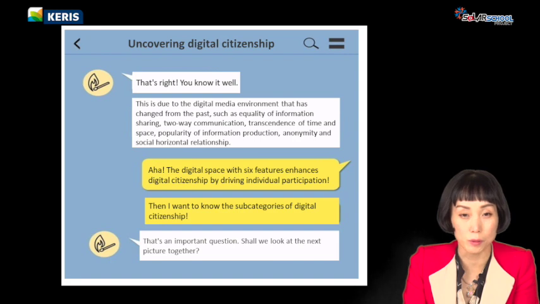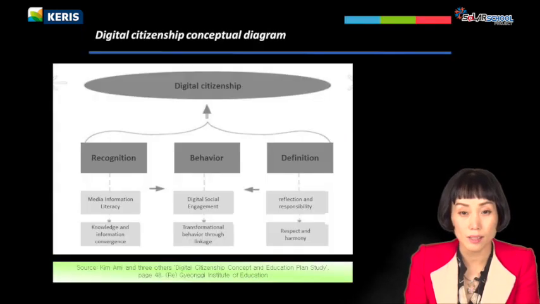Just a minute. There are various elements to digital citizenship. The content emphasized by digital citizenship has changed from time to time. In the first phase of the information society, the knowledge element of digital citizenship is emphasized. In the second phase, ethics is emphasized. And in the third phase, literacy is emphasized gradually.